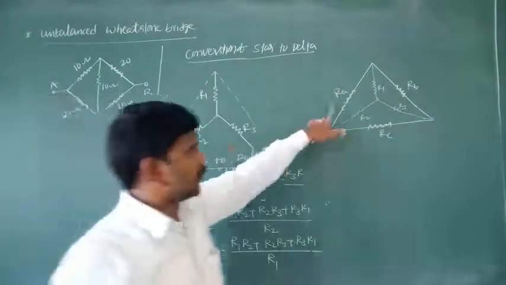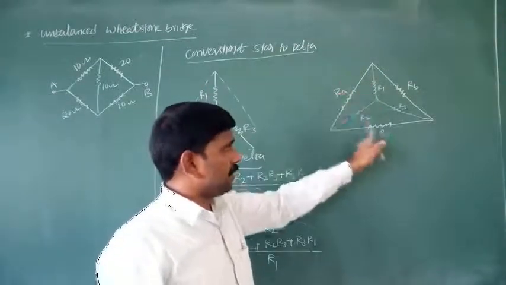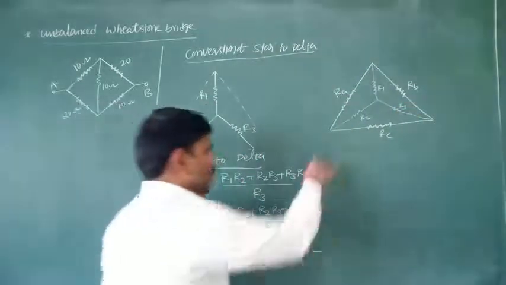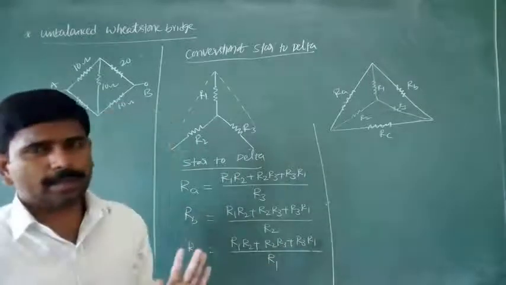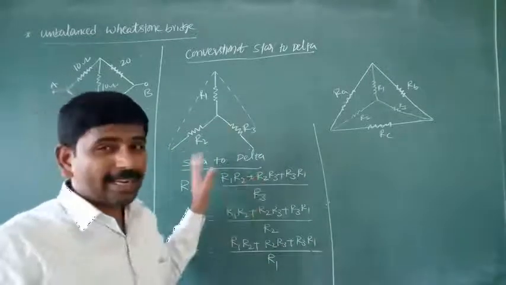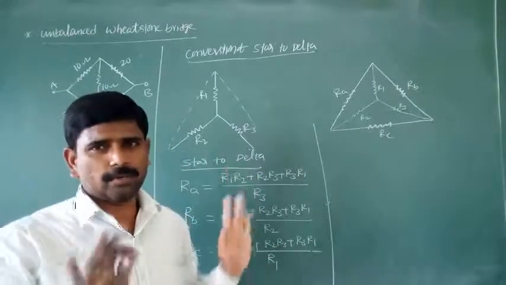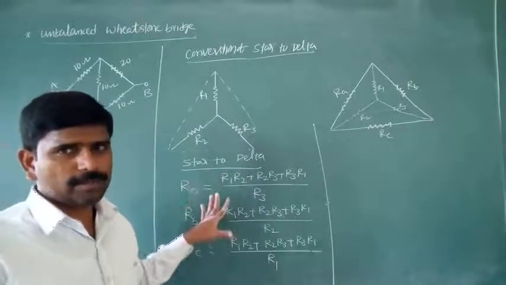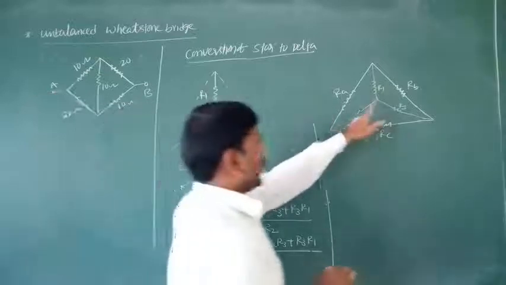In that situation, these are the resistances of RA, RB and RC. You remember that one. How we get this formula is the basic thing, but there is no need for you. You just remember those expressions. That is enough.